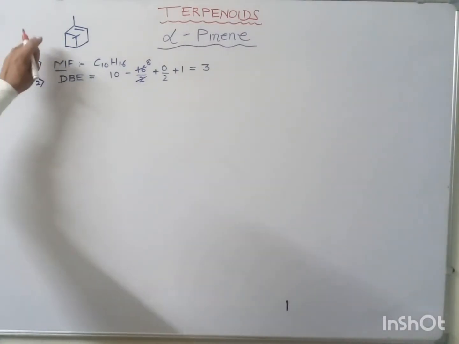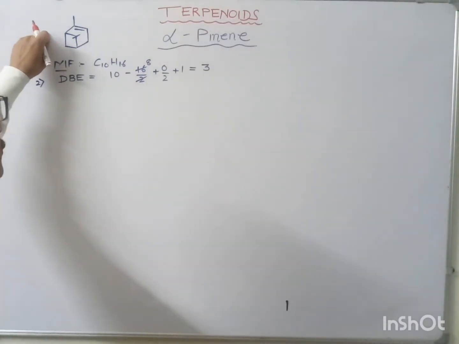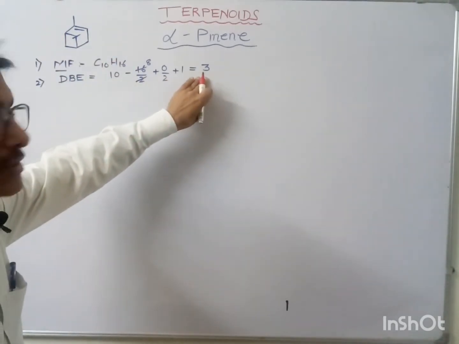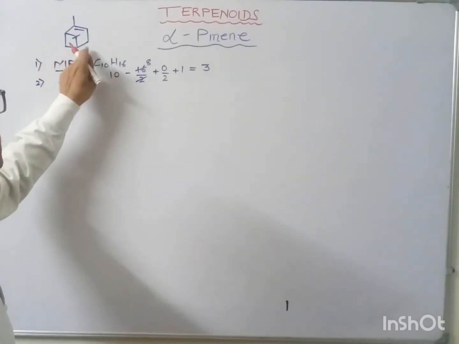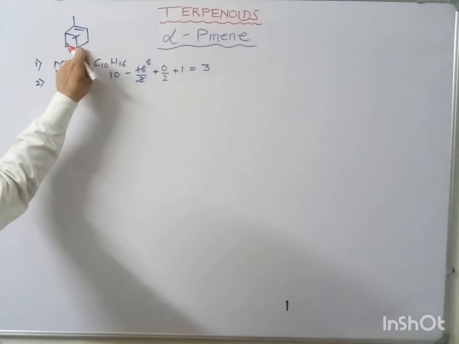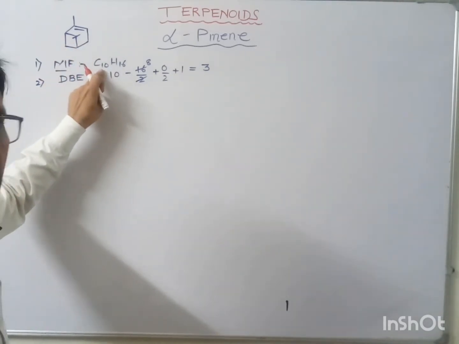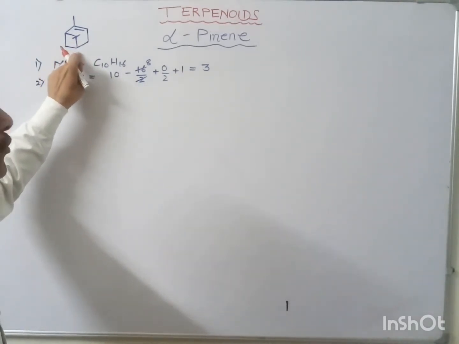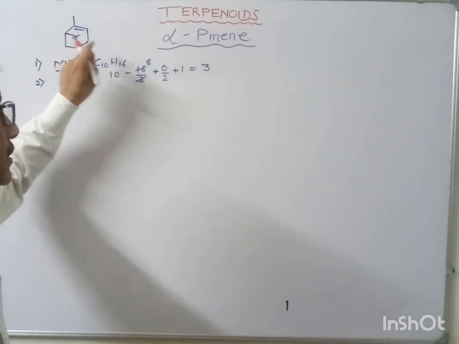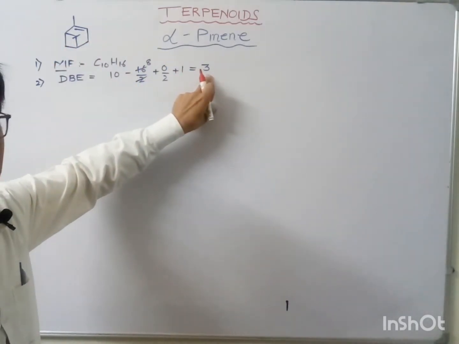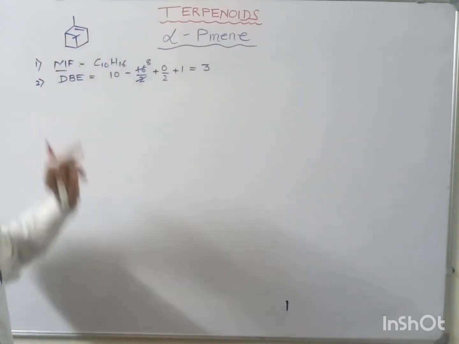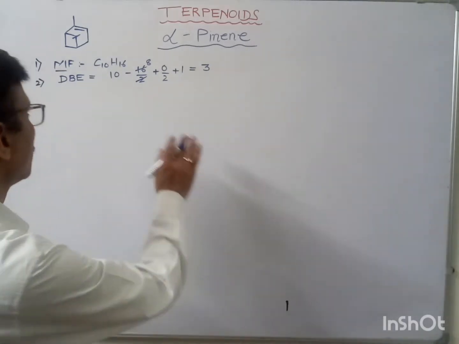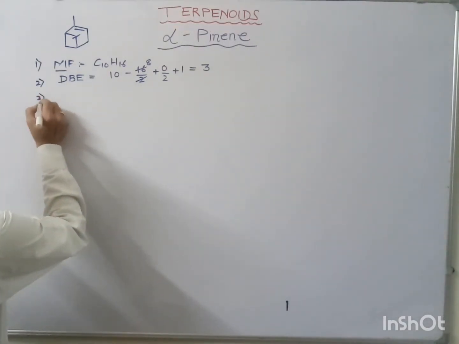Now if we see the structure, which I have already written and which we have to prove, then 3 means one carbon-carbon double bond is present. This is a monoterpenoid as it contains 10 carbon atoms, and this monoterpenoid is a bicyclic one. So 3 double bond equivalents means 1 carbon-carbon double bond and 2 cyclic rings are present. Now, how can we prove this carbon-carbon double bond?